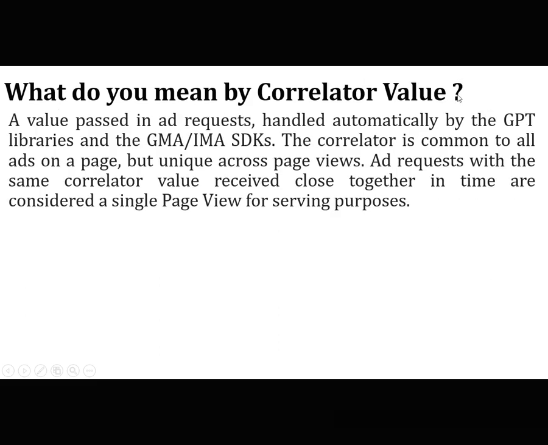What do you mean by correlator value? A value passed in ad requests, handled automatically by the GPT libraries and the GMA and IMA SDKs. The correlator is common to all ads on a page but unique across page views. Ad requests with the same correlator value received close together in time are considered a single page view for serving purposes.